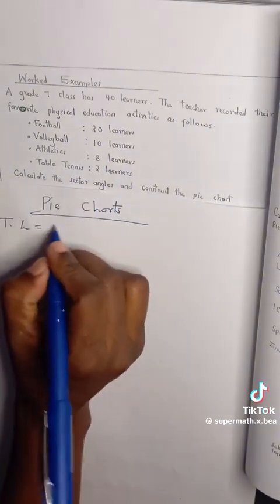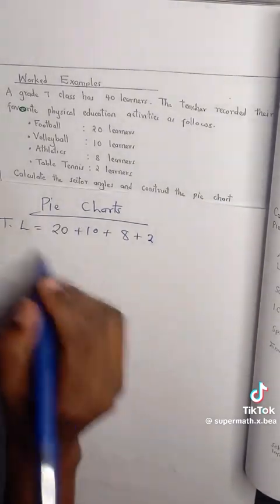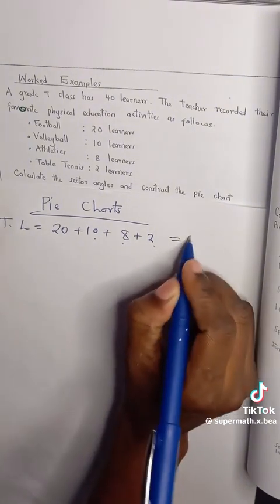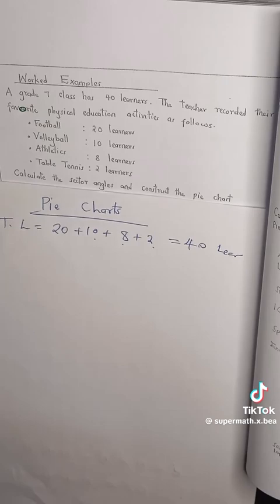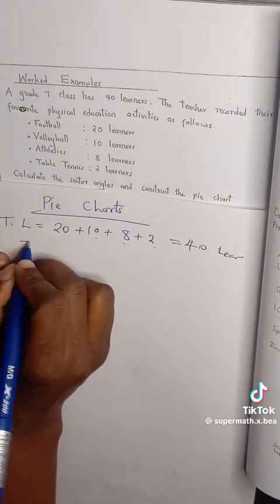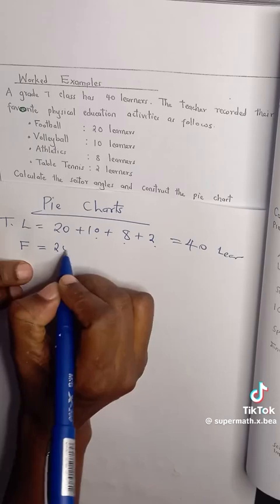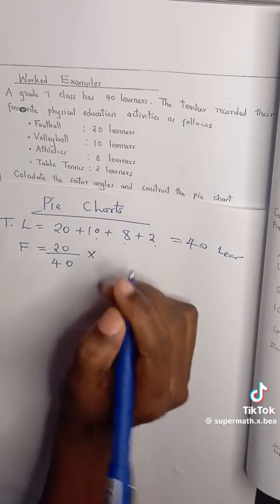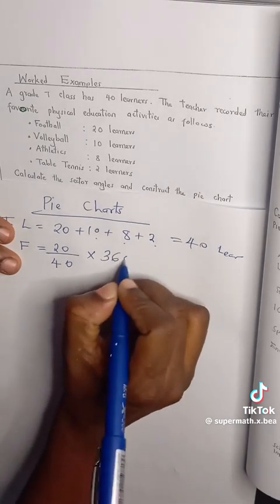Now, it will be 20 plus 10 plus 8 plus 2. The total number of learners is 20 plus 10, that is 30, 38, 40. So it will be 40 learners. Now, on calculating the angle sector, for example, we shall take football. It will be the number of learners in football, which is 20, over the total number of learners that participated, which is 40, times a circle as a total number, the total degrees is 360 degrees.